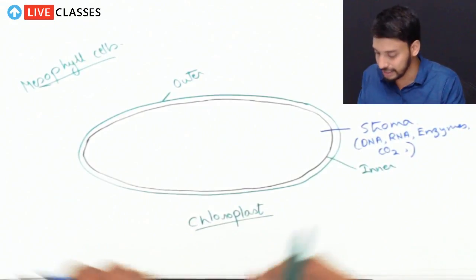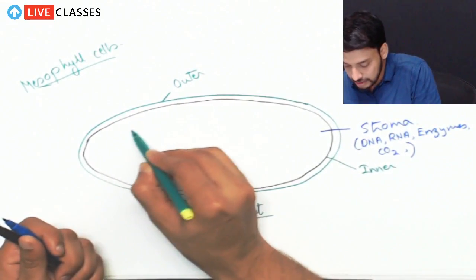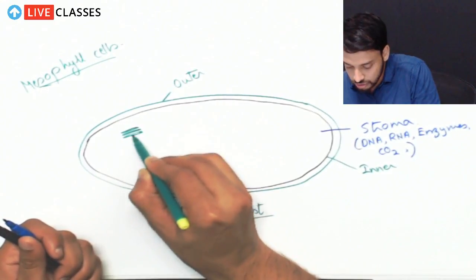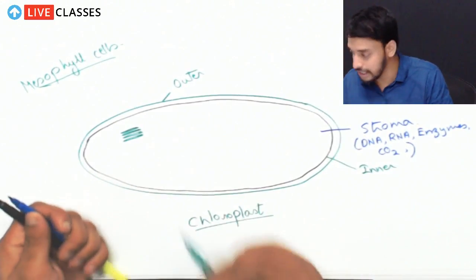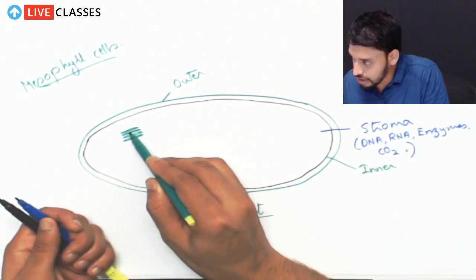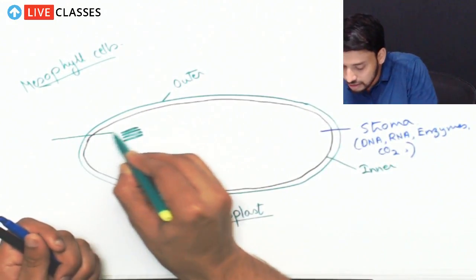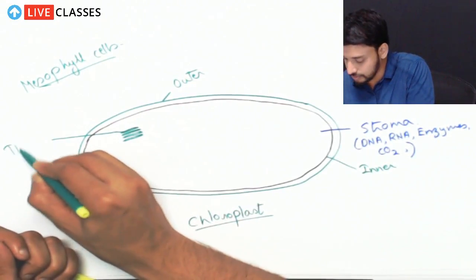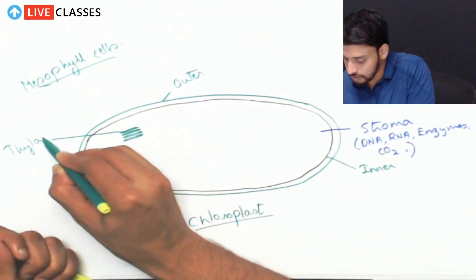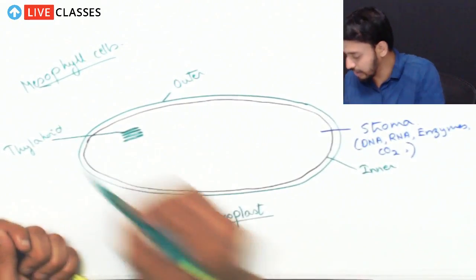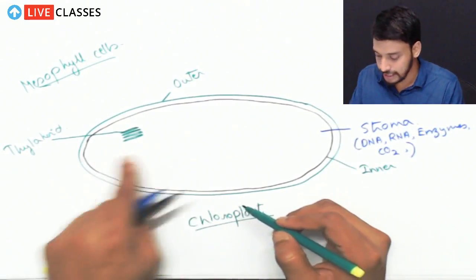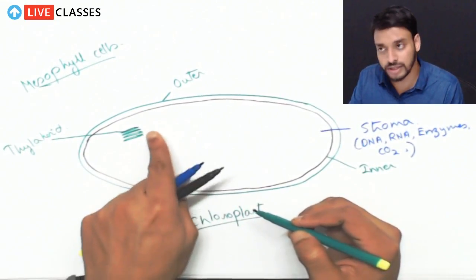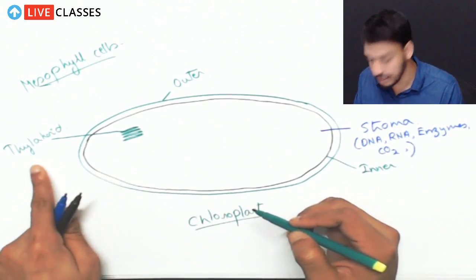Now let's move inside. Inside the structure, there are certain disc-shaped structures. Now you can see these disc-shaped structures. Each of these disc-shaped structures is called a thylakoid. Thylakoids, correct? You got it? So I have drawn 4 such disc-shaped structures. Each one of them is called a thylakoid, correct?